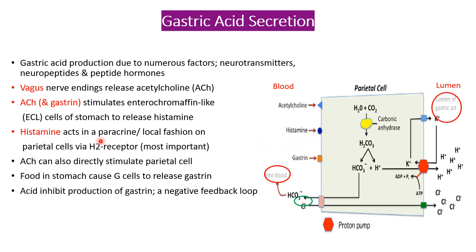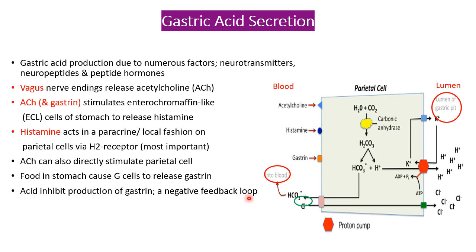This histamine acts in a paracrine or local fashion on the parietal cells via the H2 receptors. So now we know where the H2 receptors are located, and the use of H2 receptor antagonists will reduce the acid production. Acetylcholine can also directly stimulate the parietal cell through the vagus. Food in the stomach can cause G cells to release gastrin, which I told you in the last slide. And the acid inhibits the production of gastrin, and this acts as a negative feedback loop.